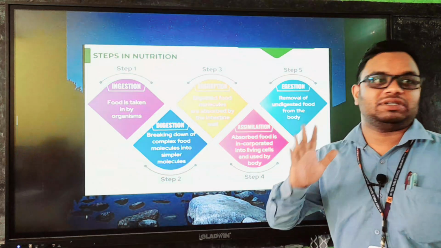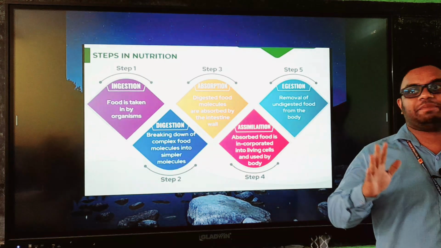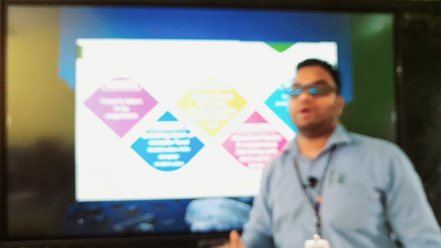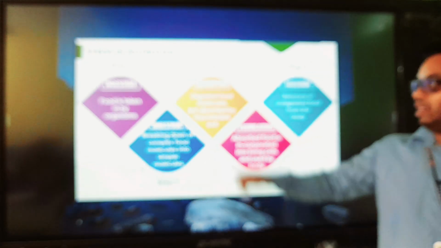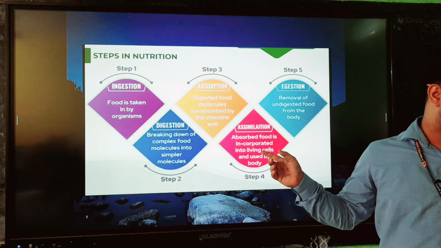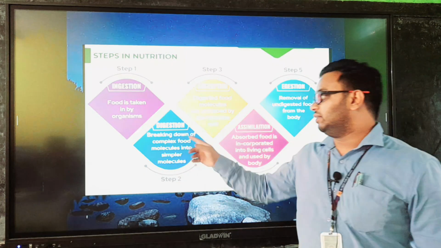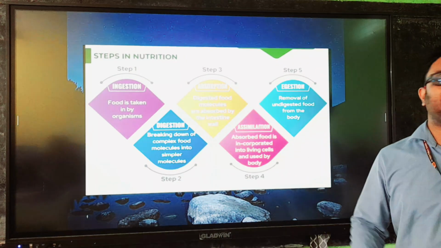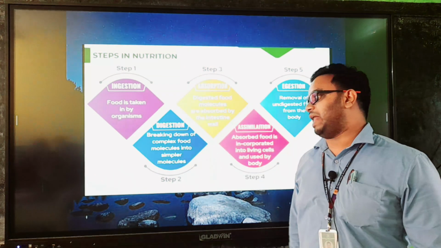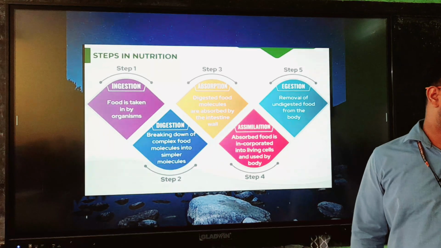There are 5 steps in nutrition. How many steps? 5 steps. First one, step 1, that is ingestion. That means we take food inside our body, that is, food is taken in by the organism. All of you note it down, and listen to me also. Then the second step is digestion. Digestion means breaking down of complex food molecules into simpler molecules.